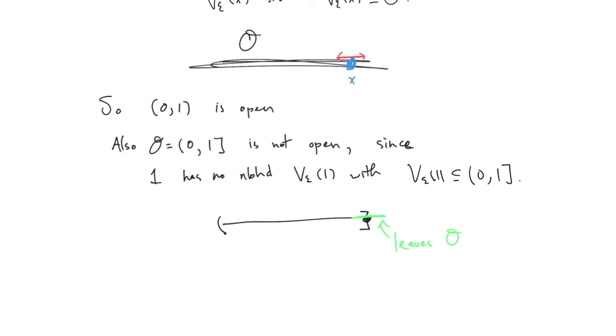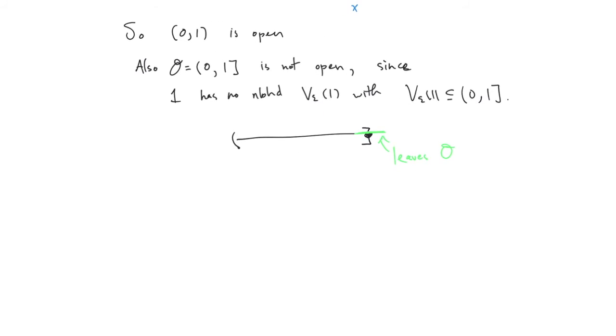Any small neighborhood must leave the set. And that violates the definition of open, right? Open means that every point has a small neighborhood around it, which is fully contained inside the set. All right. So that one, 0 to 1, is not open.